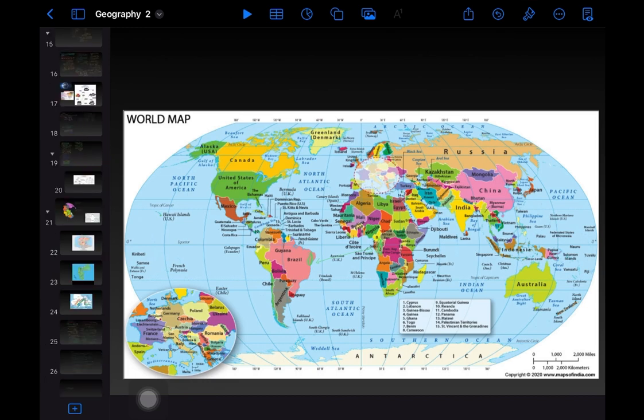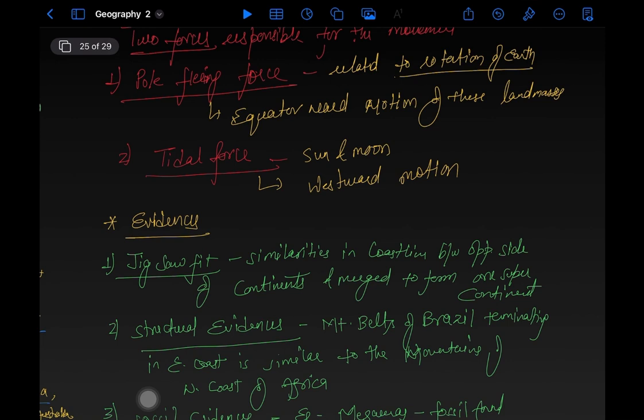But what are the forces responsible for the motion of these continents? There are basically two forces responsible for the movement. The first force is the pole fleeing force. The pole fleeing force is related to the rotation of the Earth. Because of this rotation of the Earth, the pole fleeing force is generated. According to Wegener, this pole fleeing force is responsible for the equatorward motion of these landmasses.